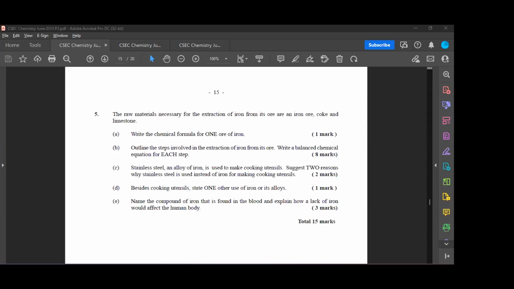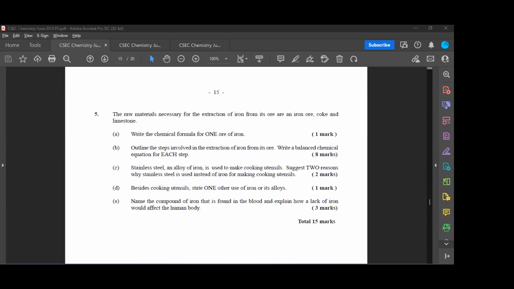All right. So we have hematite, magnetite, and siderite. Hematite, Fe2O3; magnetite, Fe3O4; siderite, which is either iron carbonate or iron sulfide, FeCO3 or Fe2S3.